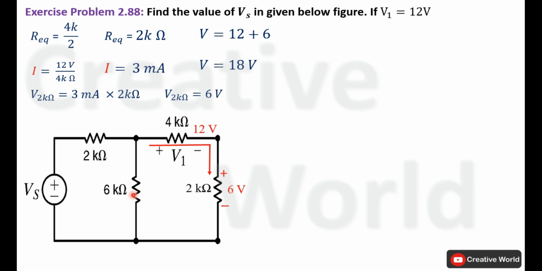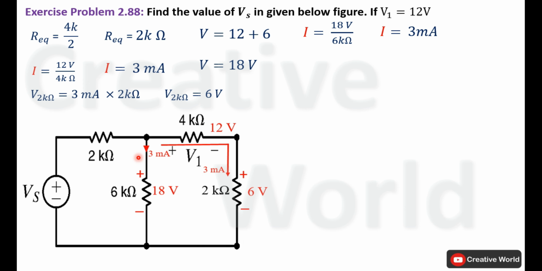Now we can calculate current through this 6 kilo ohm resistance because voltage across it is known and the value of resistance is already given. So current through this resistance will be equal to 18 volt divided by 6 kilo ohm. It will become 3 milliampere. So 3 milliampere current will be flowing through this 6 kilo ohm resistance and the direction of current will be downward. Modify the network. Now we know the value of current through these branches and both currents are leaving this node. So the current through this branch will be equal to the sum of both currents. Current through this branch will be equal to 6 milliampere.